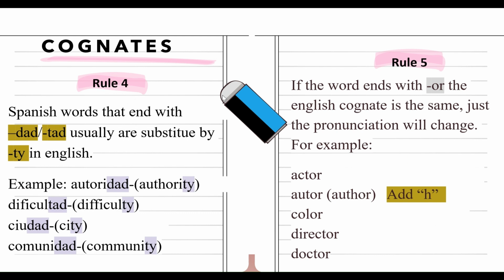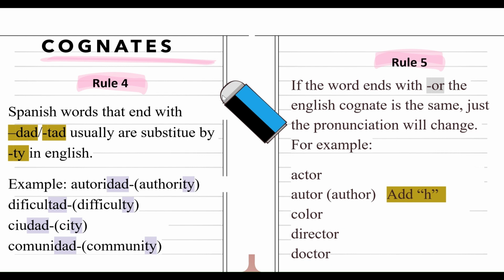Comunidad, community. Then we have rule number five. If the words end with or, the English cognate is the same, just the pronunciation will change. For example, actor in Spanish is actor. Same, just the pronunciation changes. Author is autor.